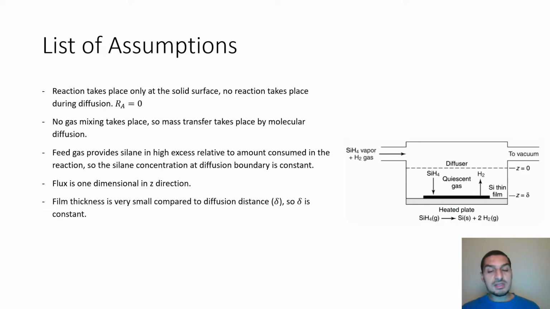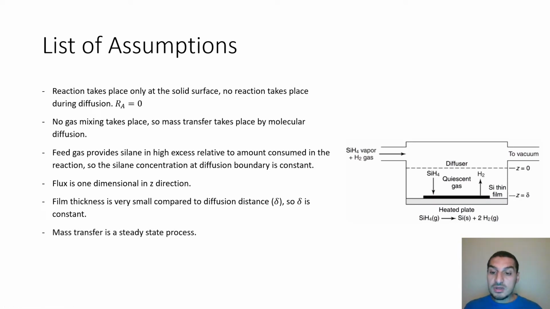And then the next is that the film thickness is very small. We say that silicon is deposited on the surface of the silicon wafer. This is a very, very valid assumption, that the film that is depositing on the surface of the silicon wafer is very, very thin compared to this distance. And this makes a lot of sense, because this is a film on a molecular level, so it's very, very small compared to delta. So this delta is always constant, so it's not changing with time.